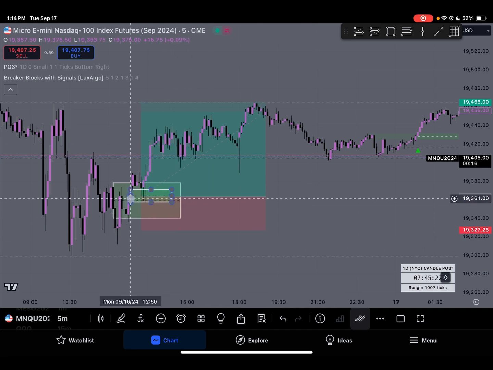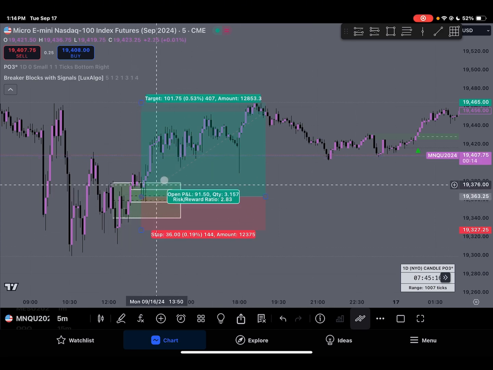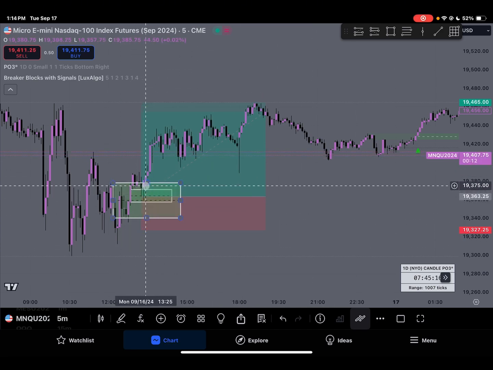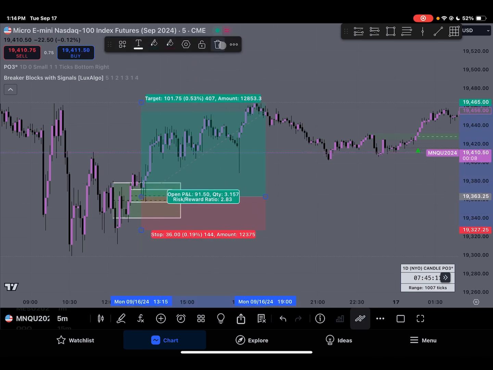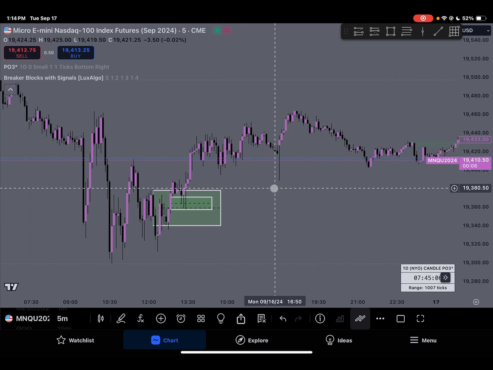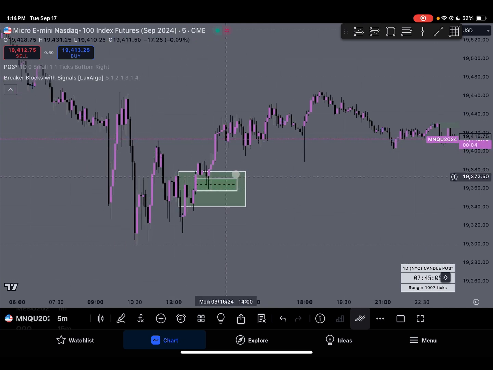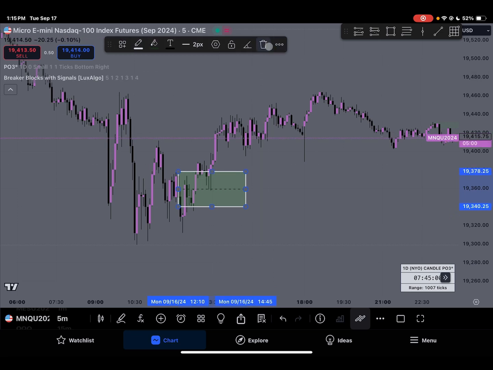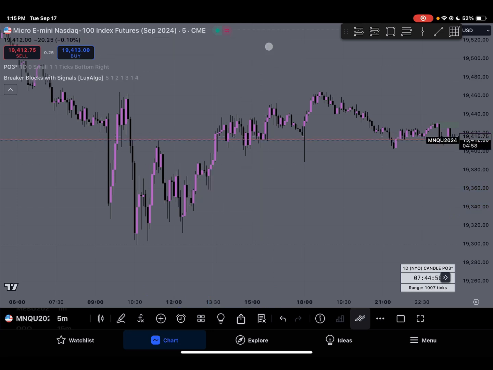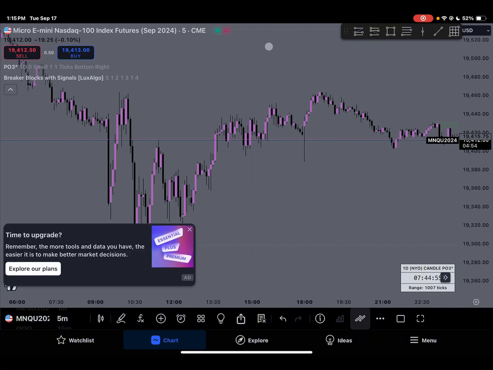Just look at it, it's simple. You look for the breaker. You look for the fair value gap. It taps into it around 1:30, which again, another macro. So it's simple, and that's why I like it. The name kind of throws it off. You kind of think, what are you talking about?